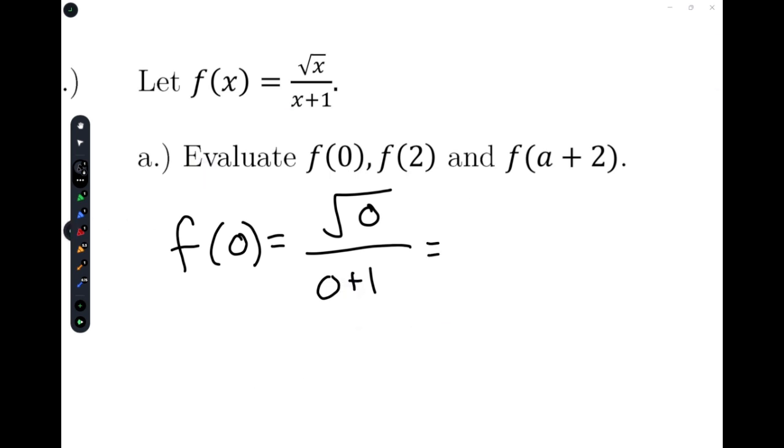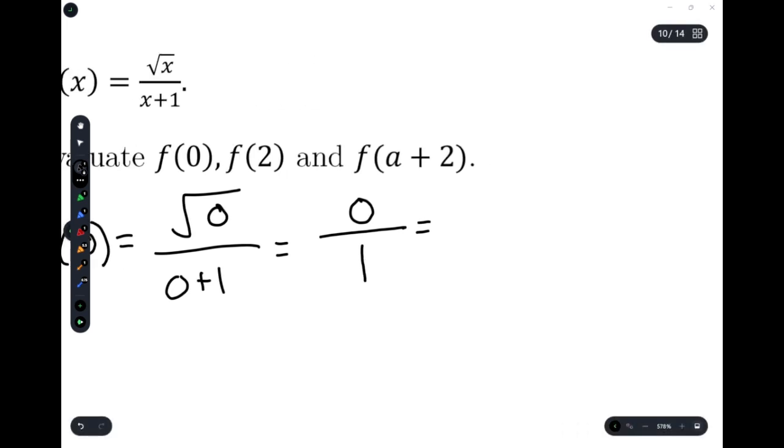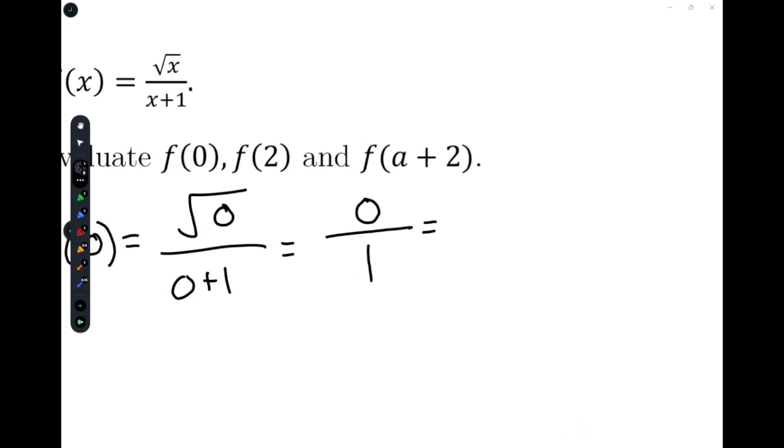What's the square root of 0? What's 0 plus 1? What's 0 over 1? Undefined? What do y'all think, if y'all don't think it's undefined? Equals 0? All right, fight each other. Is it undefined or is it 0?